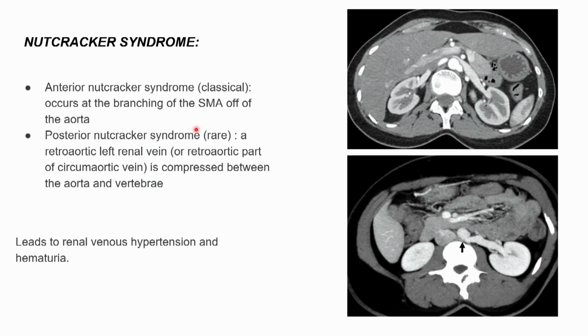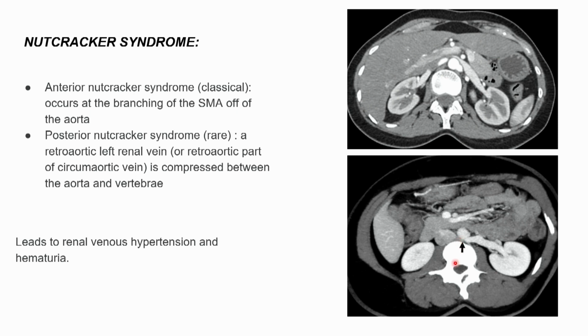Nutcracker syndrome mainly consists of anterior nutcracker syndrome and the posterior nutcracker syndrome. Anterior is classical, which occurs because of the narrow angle between the SMA and the aorta. The posterior nutcracker syndrome is rare, and it is mainly seen because of a retroaortic left renal vein, or in case of circumaortic renal vein, the retroaortic part is compressed between the aorta and the vertebra.